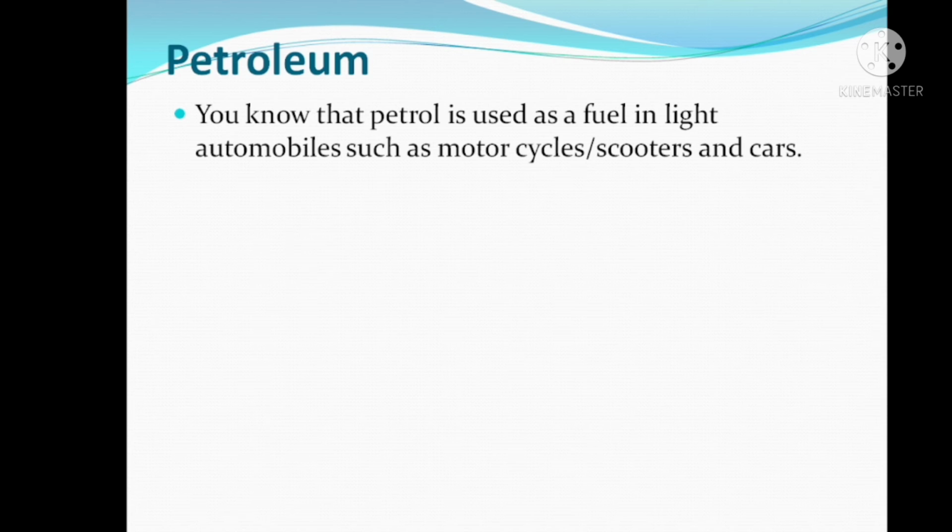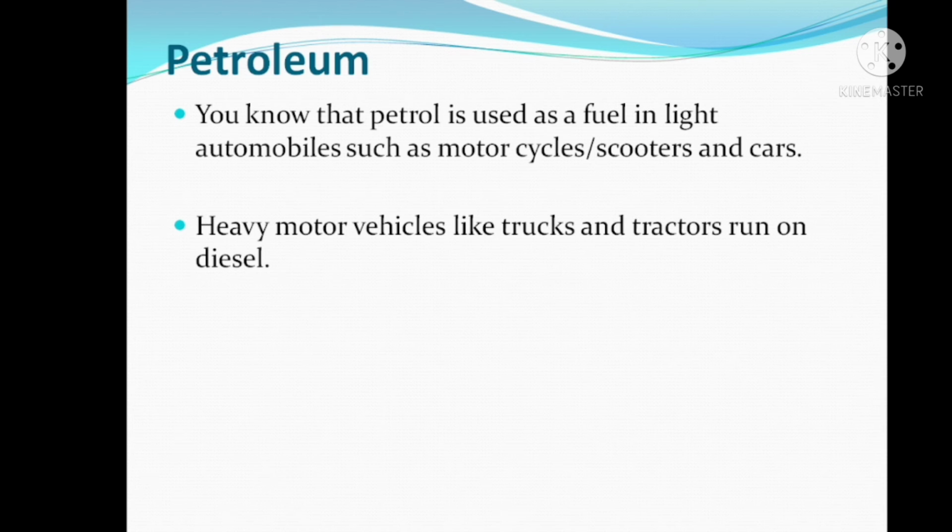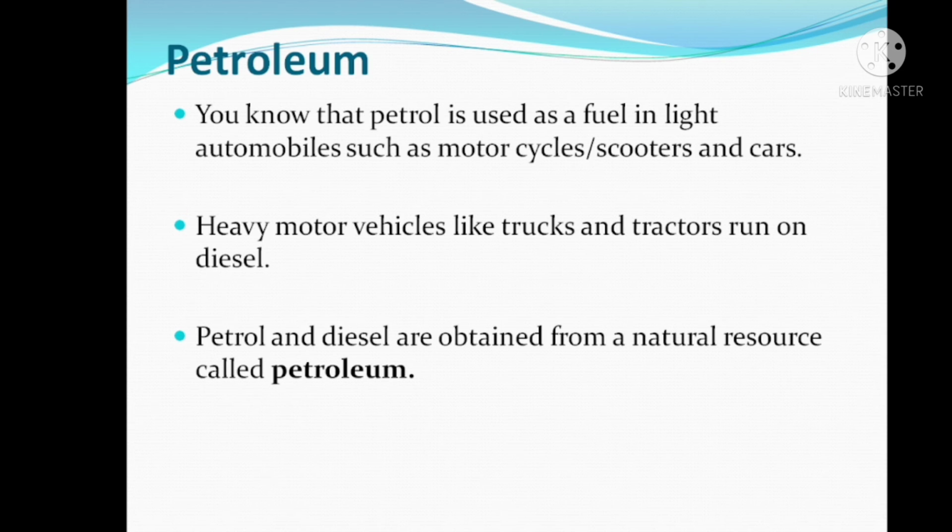The next product is petroleum, which is very familiar and popular in your case. You know that petrol is used as fuel in light automobiles such as motorcycles, scooters and cars. But nowadays fuel prices are increasing, and the quantity of fuels, that is petrol and diesel, is decreasing in the earth. Heavy motor vehicles like trucks and tractors run on diesel, as you know very well. Petrol and diesel are obtained from the natural resource called petroleum. As this is also a natural resource, we can get it from the earth only.